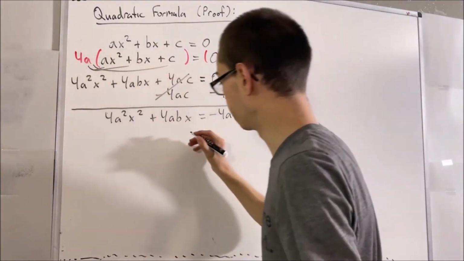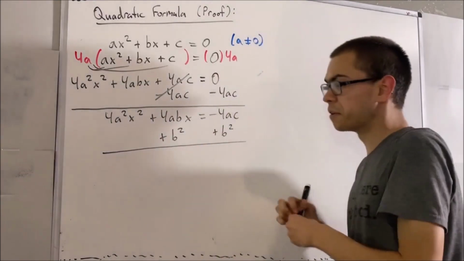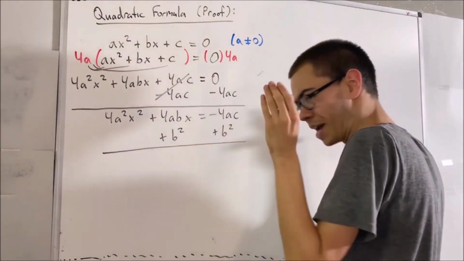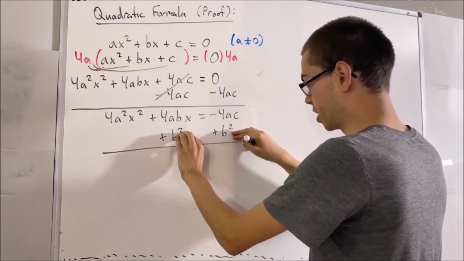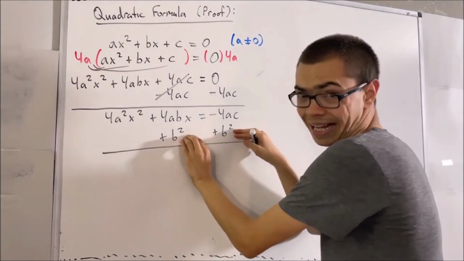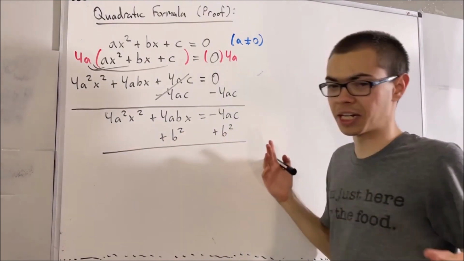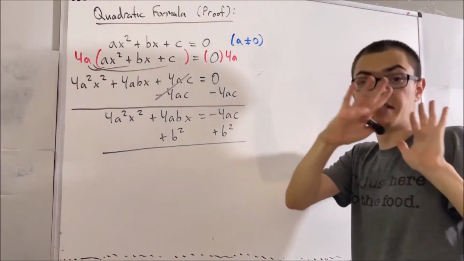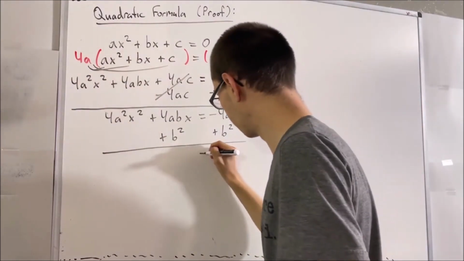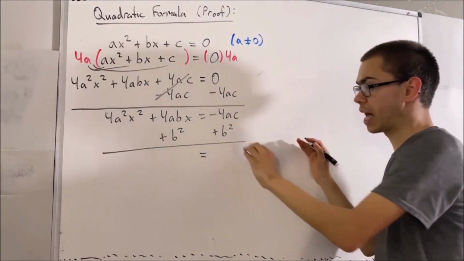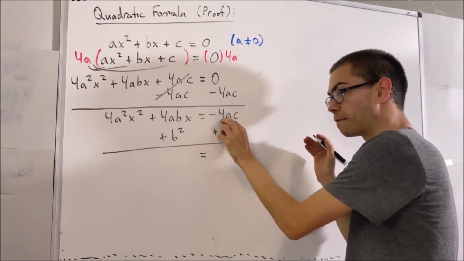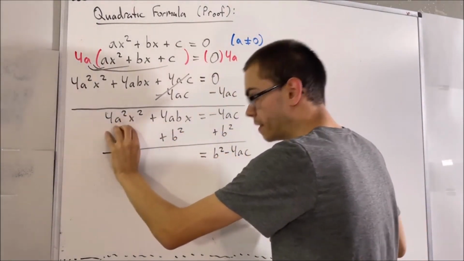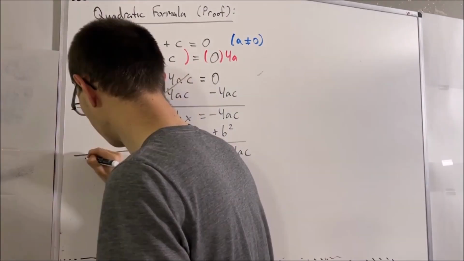Now the next thing we're going to do is add b squared on both sides of the equation. Again, it might seem a little weird because it's like, why are we randomly adding b squared on both sides of the equation? Why not just b? Why not add b cubed on both sides of the equation, right? What's the purpose? Again, let's just accept it and see where it leads us. So on the right side of the equation, we have b squared minus 4ac. And on the left side of the equation, we have this plus this plus this.